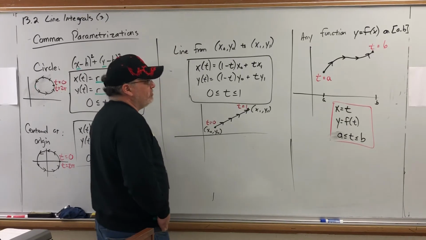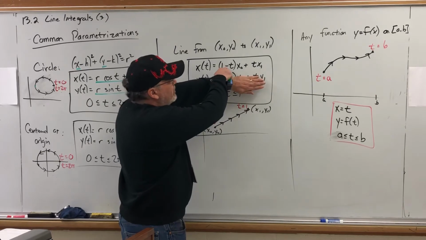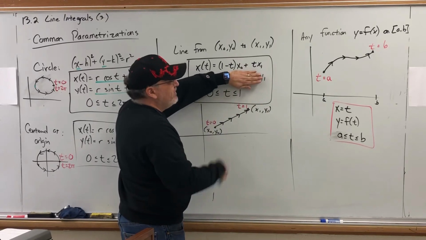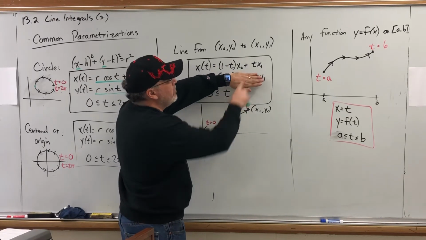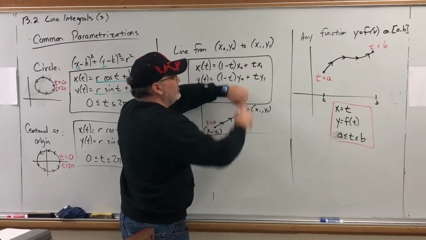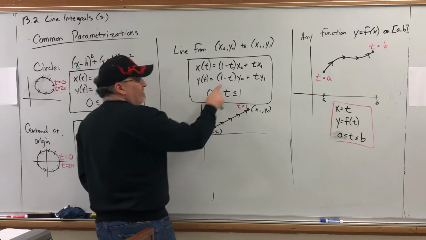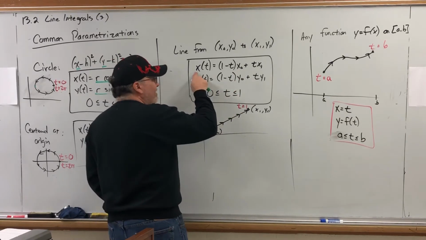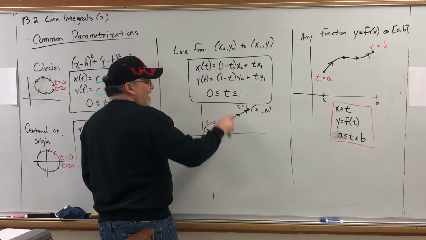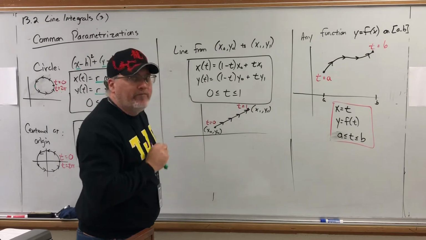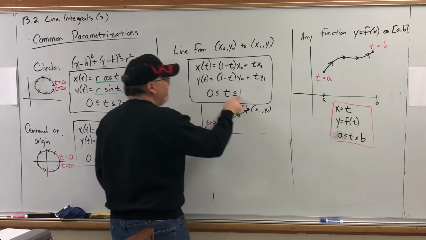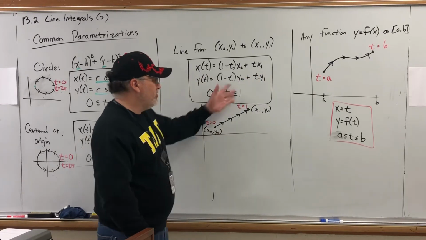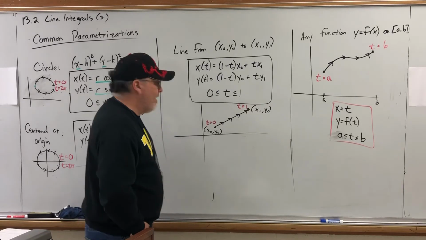What happens when you substitute 0 for t? This coefficient becomes 1, that becomes 0, and you're just left with x0. But what happens when you substitute 1? It's the reverse. This coefficient becomes 0, that one becomes 1, we lose this, and we just have x1. So at the lowest value of t, x(0) is equal to x0. At the highest value of t, x(1) equals x1, and then the same thing for the y's. Because there are no exponents, it is a linear function, and therefore the graph would be a line.